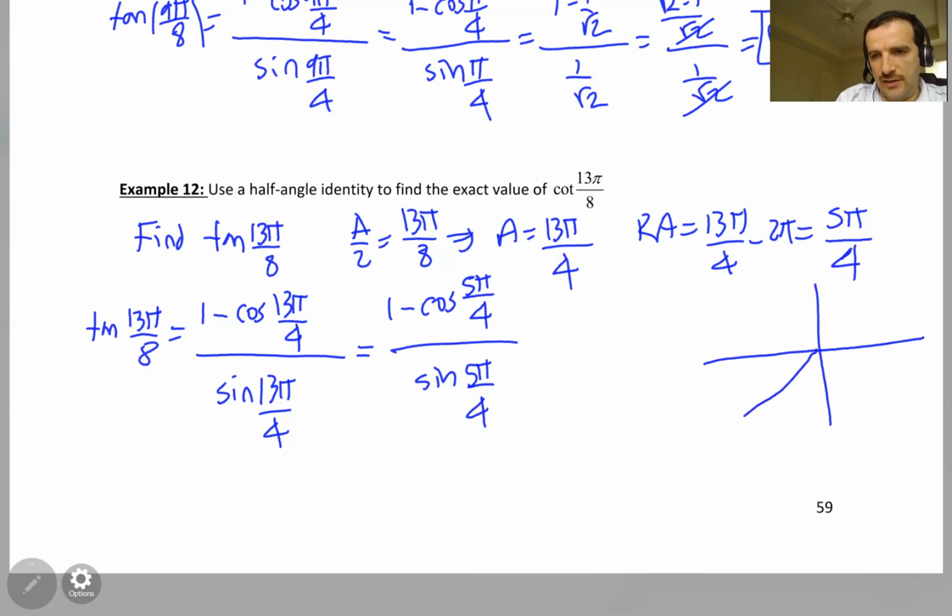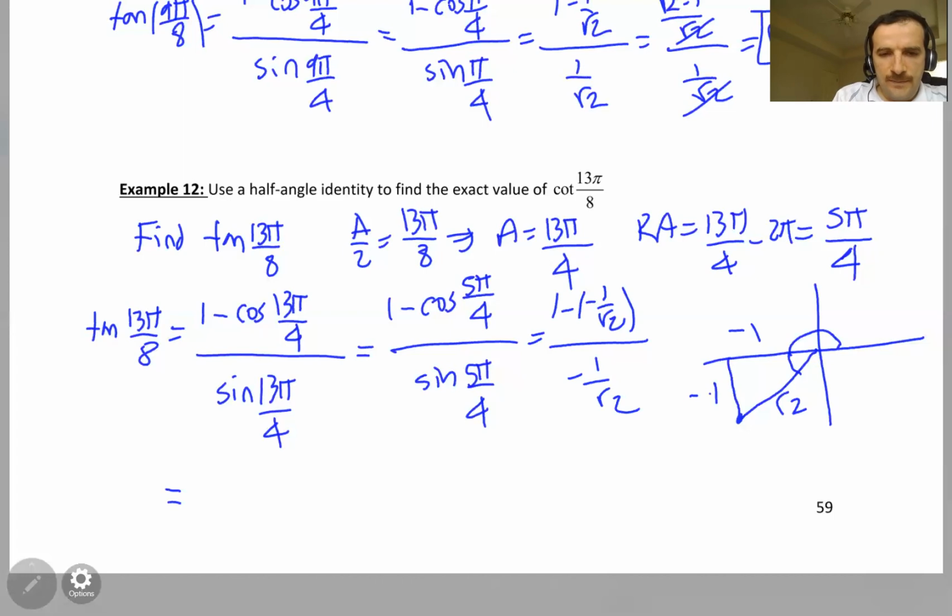This is a special triangle actually, but it's in the third quadrant, right? And pi over 4 is 45. This is 1, 1, root 2. But again, be careful with the sign, right? This is negative x-axis, this is negative y-axis, so this is negative 1, negative 1. So cosine of 5 pi over 4 is negative 1 over root 2. So 1 minus 1 over root 2 over, and sine is again negative 1 over root 2.